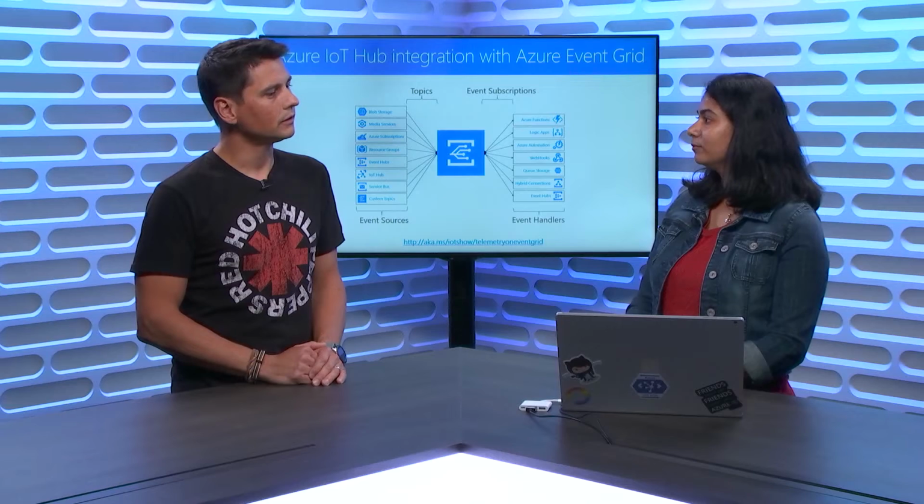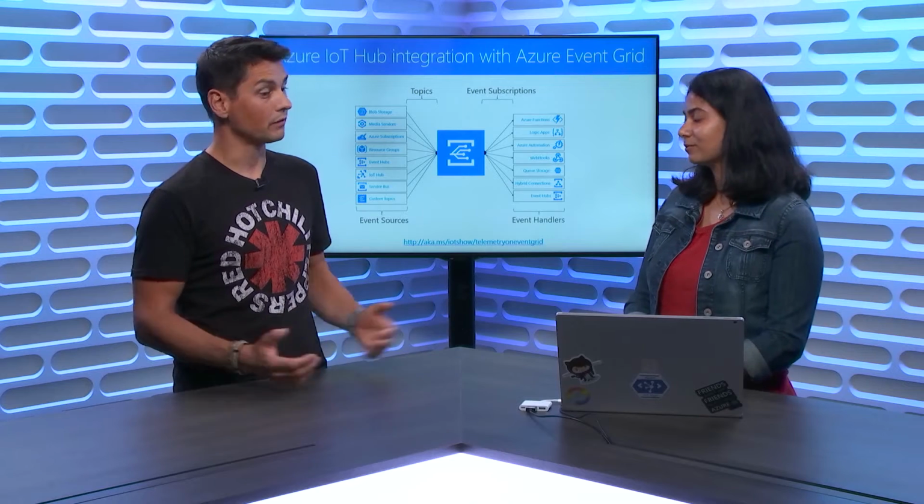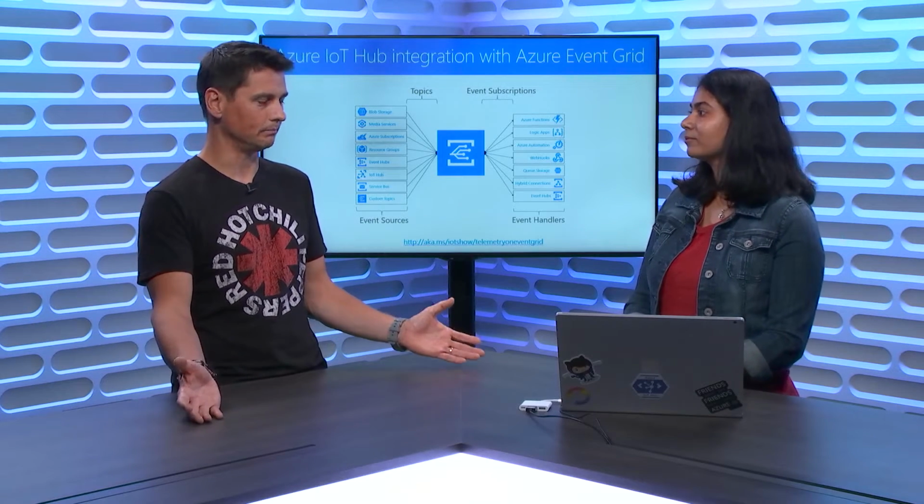And we're talking about the scale, because eventually you have a big IoT application with millions of devices. What kind of scale are we talking about in terms of what Event Grid can ingest?